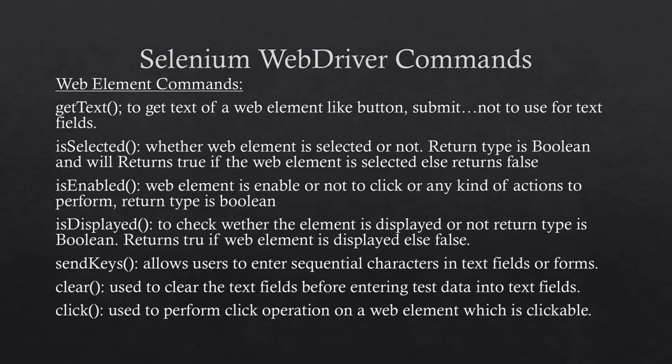In the same way we have isEnabled and isDisplayed. During interviews, the interviewer will ask you about the differences between these three methods: isSelected, isEnabled and isDisplayed. These three methods are different from each other, so you have to explain them clearly. The isDisplayed method checks whether a particular element is displayed or not. If the element is displayed, it will return true. If it is not displayed, it will return false. The return type of isDisplayed is boolean only.